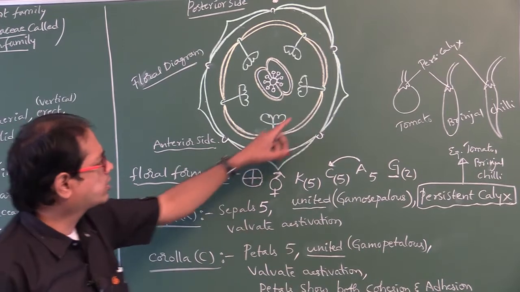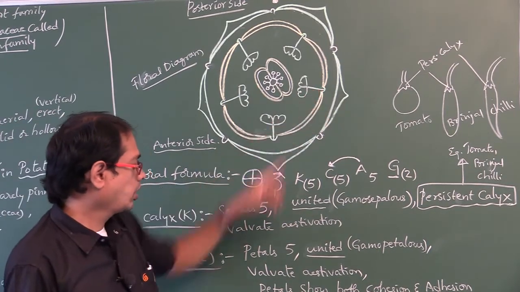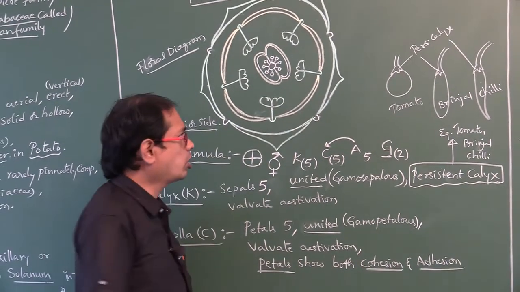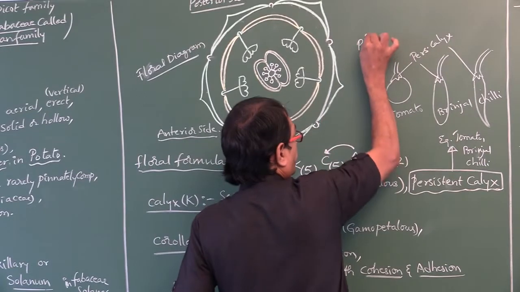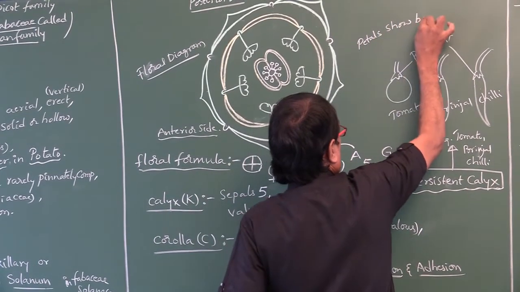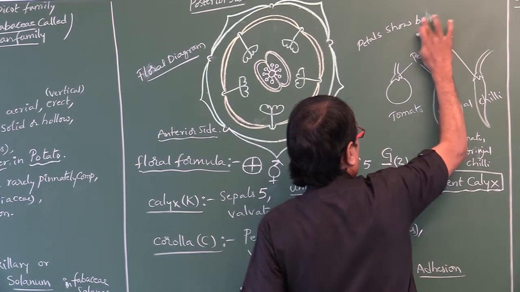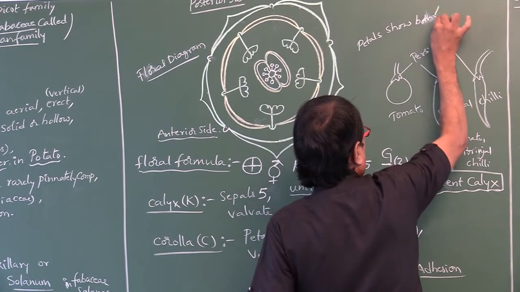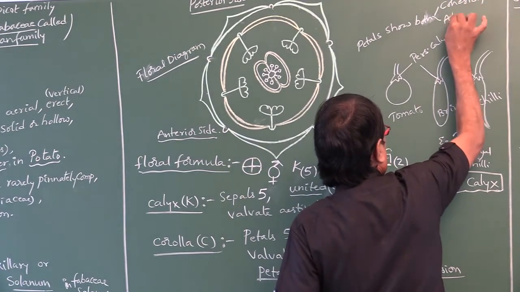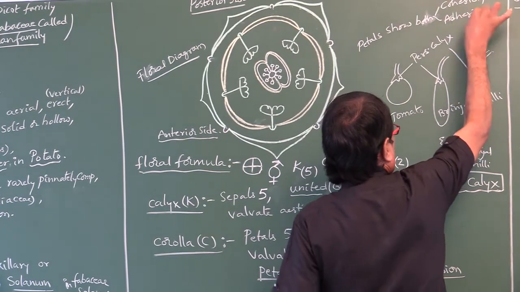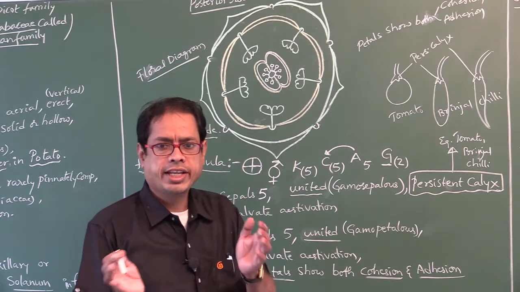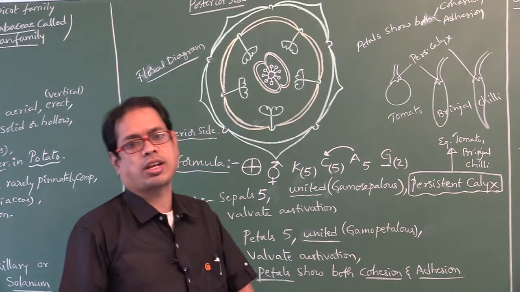If you observe, petals show both cohesion and adhesion. Very, very important point, my dear students. Petals show both cohesion and adhesion. Fusion of similar parts is called cohesion, and fusion of dissimilar parts is called adhesion.